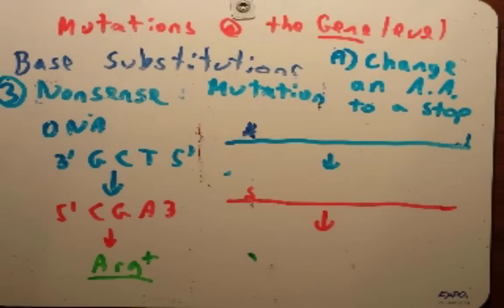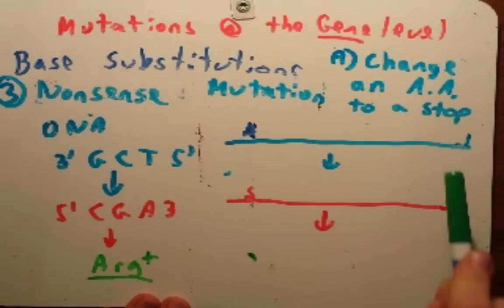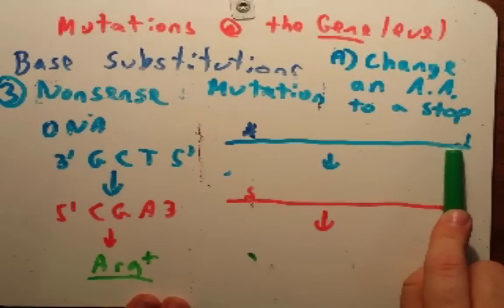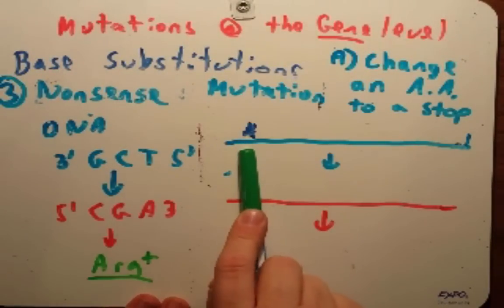So nonsense mutations usually will cause an effect. How close they are to their predicted stop codon, where they're supposed to stop, will often factor into how serious of a mutation that is. A mutation down here is not as serious as a mutation up here.